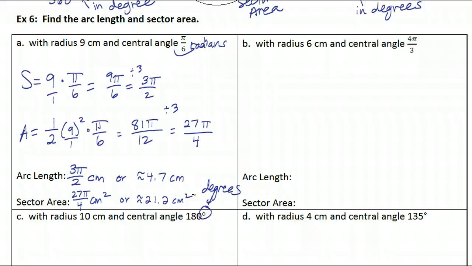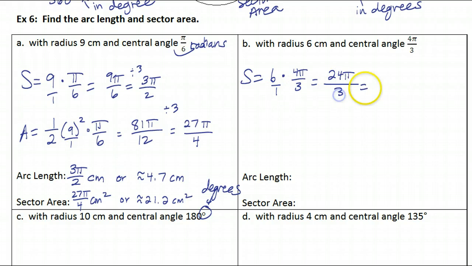All right, let's go ahead and do B. So I've got radius times my angle for my arc length, which is 6 times 4 is 24, 1 times 3 is 3, 8 pi for my arc length.